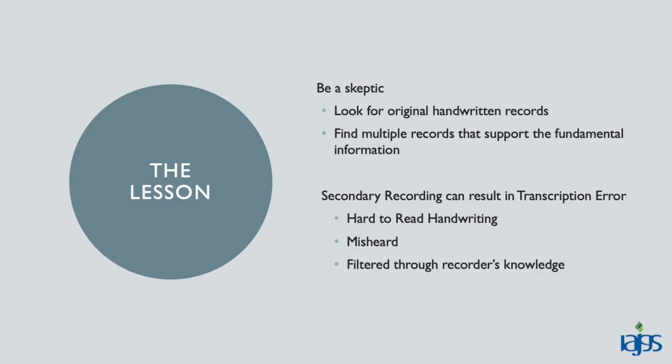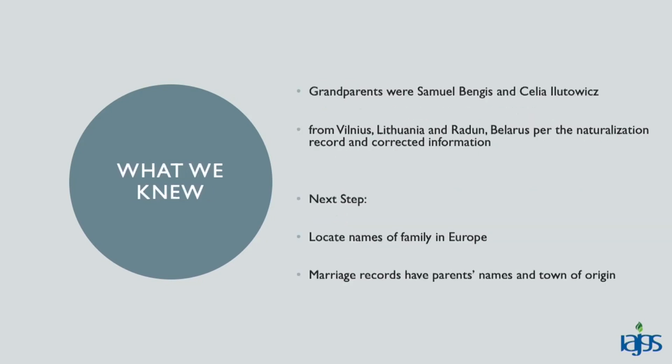So let's look at how we can trace Sam and Celia back to their ancestral town. I always start with what I know, and I knew the grandparents were Samuel Bengus and Celia Oludovitz. He is from Vilnius, and I didn't have a reason to question that yet, and I have concluded that she's from Radom. So I want to find the names of family in Europe. Marriage records are my best bet. If I can find a marriage record, it will give me the parents' names, and if I can tie it out to those towns, then I know it'll match.